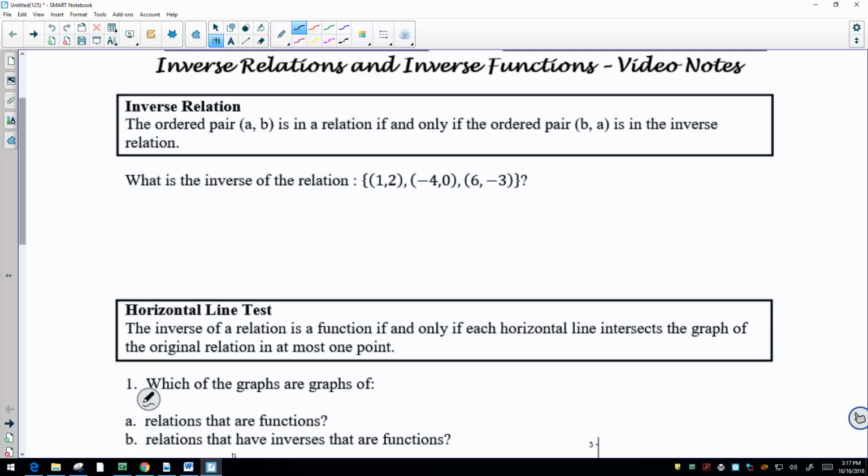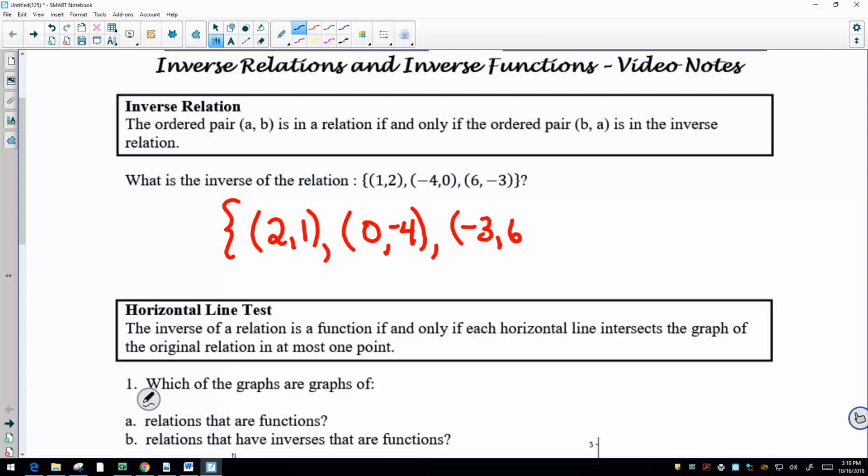So it says, what's the inverse of the relation? If we were to find the inverse of the relation, I'd want to take a look at the coordinates and think: switch the coordinate order. So instead of (1, 2), I would have (2, 1). Same thing for the next one. Instead of (-4, 0), I would have (0, -4). Same thing with the last one. Instead of (6, -3), I'd have (-3, 6). So that whole idea of inverse, switching the x and y, or switching the order, we want to keep in mind.